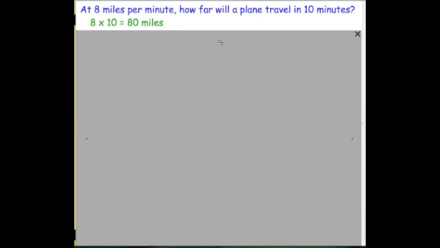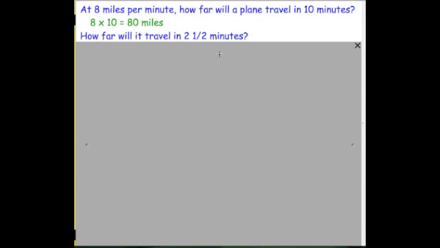At 8 miles per minute, how far will a plane travel in 10 minutes? Per usually tells us to multiply if we think of per that way. So if we have 8 miles per minute, so every 1 minute we're going to travel 8 miles, how far will a plane travel in 10 minutes? Well, per tells us to multiply, so we'd take 8 times 10, which would give us 80 miles. So in 10 minutes, a plane would travel 80 miles.